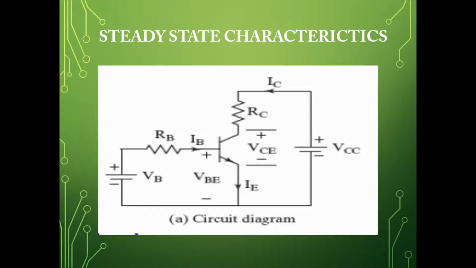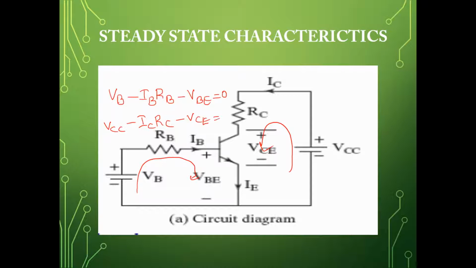By looking into this diagram, if we apply KVL to the input side, we have VB minus IB RB minus VBE equal to 0, and if we apply KVL to the output side, we have VCC minus IC RC minus VCE equal to 0. IB is the input current, IC is the output current, VCE is the output voltage.